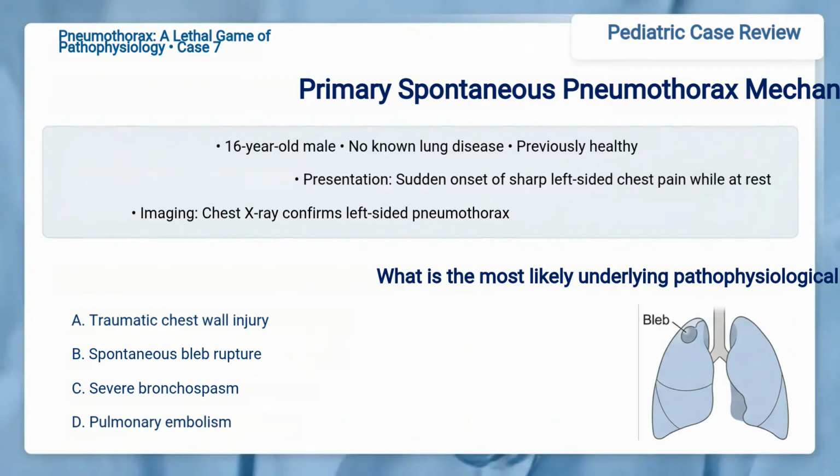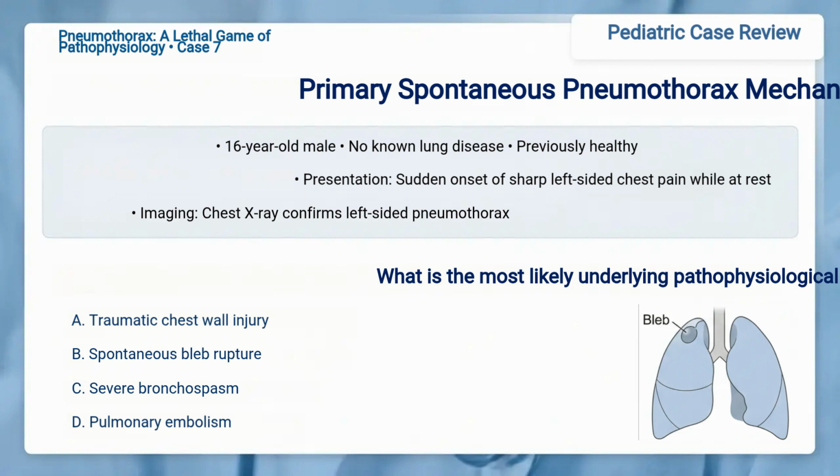Case 7. Pathophysiology case. A 16-year-old male with no known lung disease presents with sudden onset of sharp left-sided chest pain while at rest. Chest X-ray confirms a left-sided pneumothorax. He was previously healthy with no history of trauma. What is the most likely underlying pathophysiological mechanism?